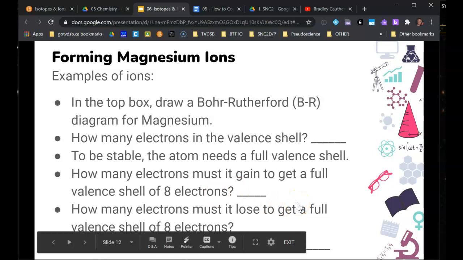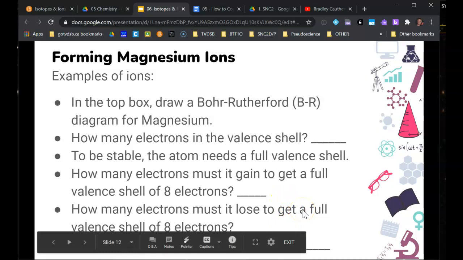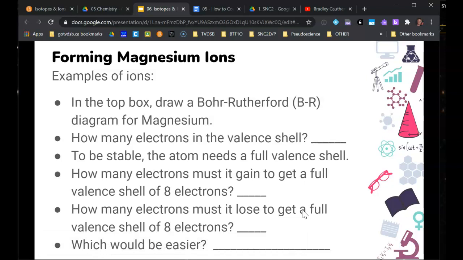If it wanted to lose electrons to get a full outer shell, it would have to lose just 2. Because if it loses those 2 electrons, the shell underneath the valence orbital would be a full orbital. So what it comes down to is, what is easier to do? Gain 6 or lose 2? And since gaining or losing a single electron is pretty much equal, in reality it actually isn't. It's significantly more complicated than that. But to simplify things, we're just going to say gaining or losing is about the same.